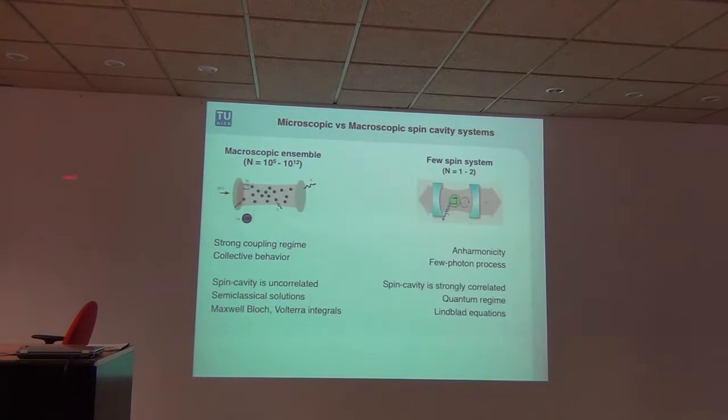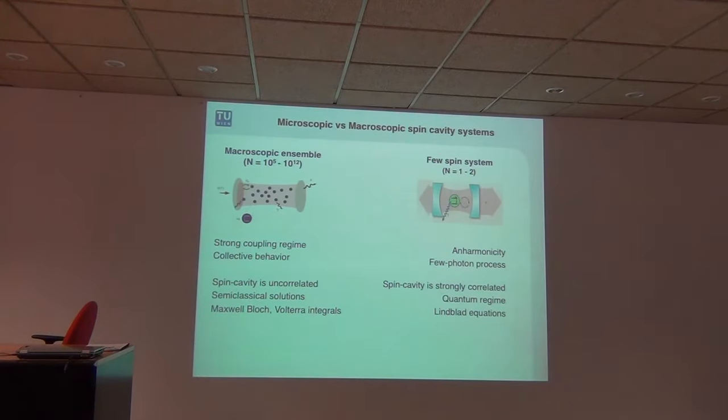Theoretically speaking, in macroscopic ensembles, you can immediately go to the thermodynamic limit. You can say the spin and cavity are uncorrelated. You can use semi-classical solutions. But in the microscopic limit, you need to solve the quantum regime exactly. You need to solve for the atom as well as the cavity and look at the correlations that develop between them. And in principle, if you want to solve the open system for few spin systems, you basically need to know how to solve the Lindblad equations.